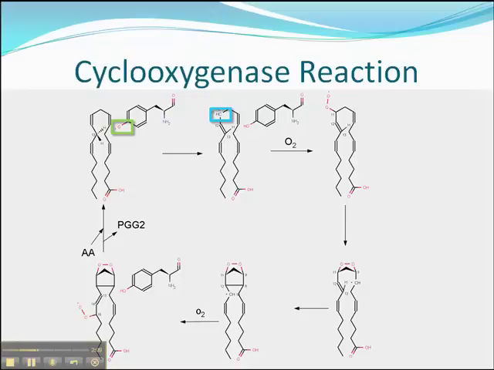A double bond is then formed between carbon 12 and 13. This leaves a radical on carbon 11, which is highlighted in blue. A molecule of oxygen then reacts with this radical, forming the third structure, and a radical highlighted in orange on one of the oxygen atoms.